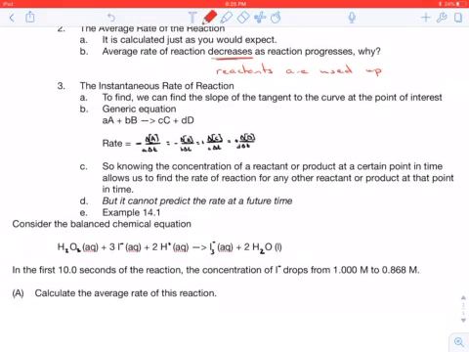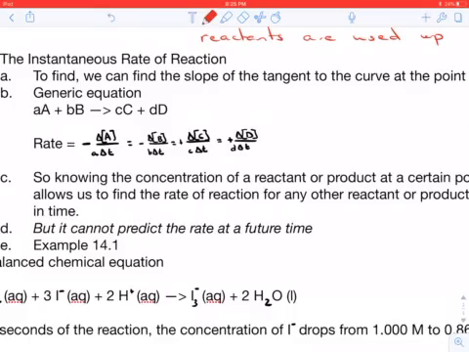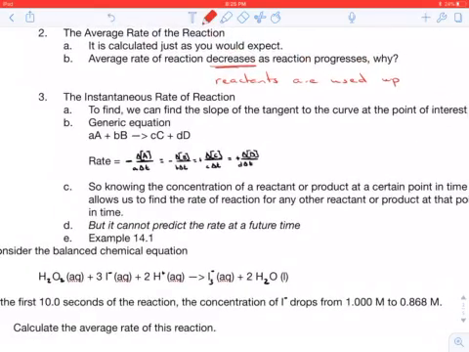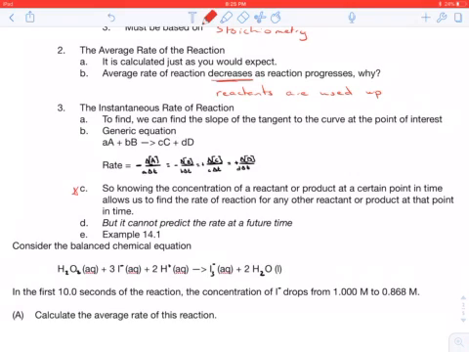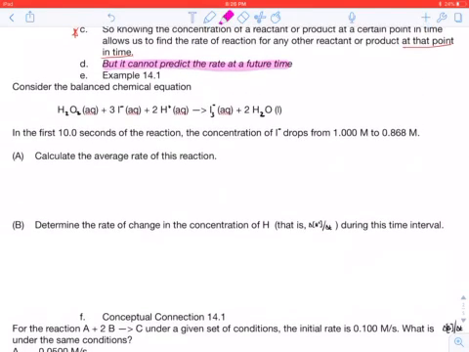All right, we have this generic reaction, little a, big A, plus little b, big B, goes to little c, big C, and little d, big D. So what we can see is we've basically written our formula for relating those all together. The best part about this is, knowing the concentration of a reactant or a product at a certain point in time, we can find anything else at that point in time, which is really pretty handy. But there's a drawback to this. We cannot predict the rate at a future time. So let's take a look here at an example.